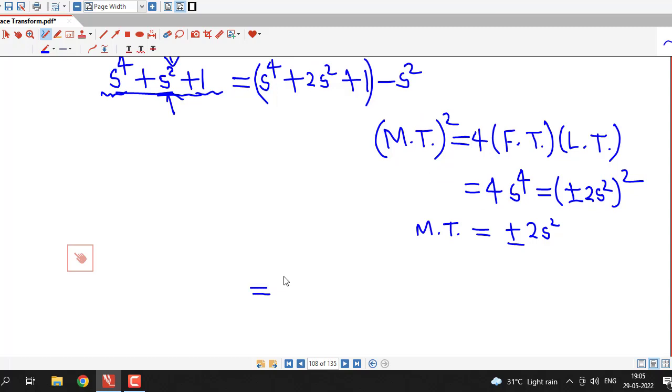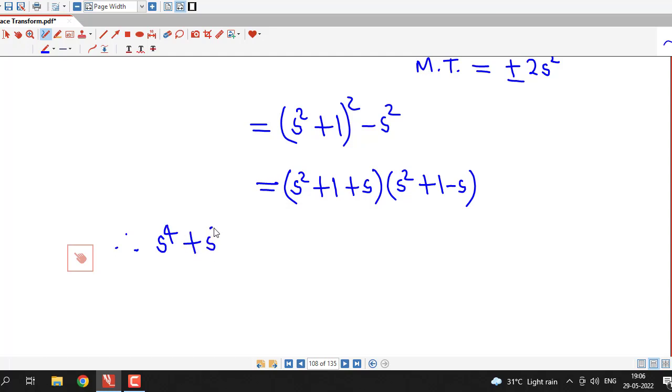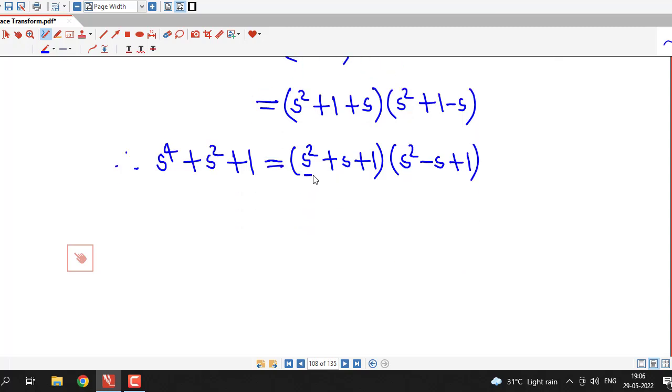Now we can observe that this bracket is the square of s square plus 1, and we have minus s square. So if we use the formula of a square minus b square, we will have s square plus 1 plus s times s square plus 1 minus s. Therefore we have rewritten s raised to 4 plus s square plus 1 as a product of two quadratic factors, s square plus s plus 1 times s square minus s plus 1. And these two quadratic factors cannot be further factorized into linear form.